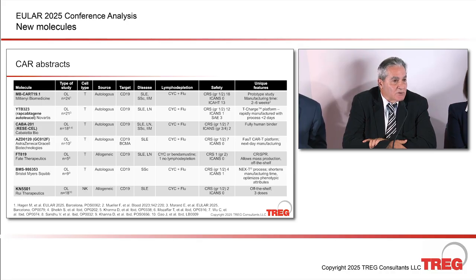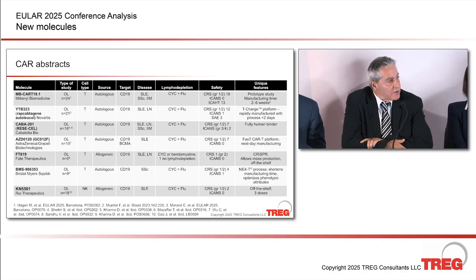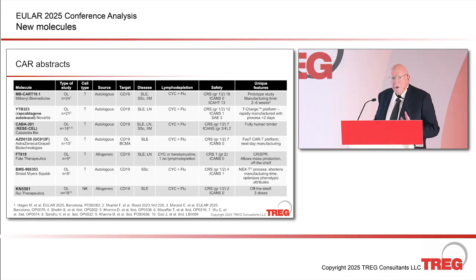Avoid T cell exhaustion, make the drug last longer and survive longer. And the bottom one, the allogeneic NK, it's off the shelf, but you need 3 doses. Over to you, Roy. Okay, so we've talked about safety.